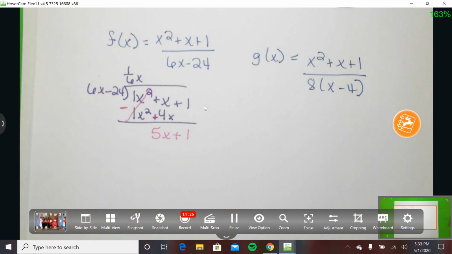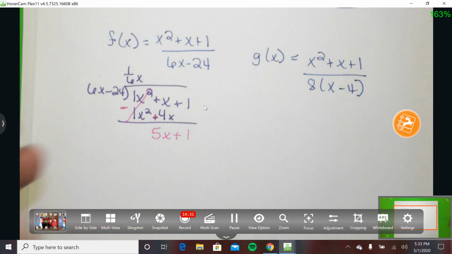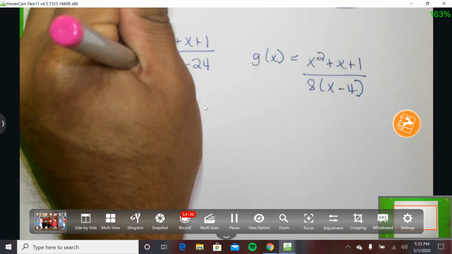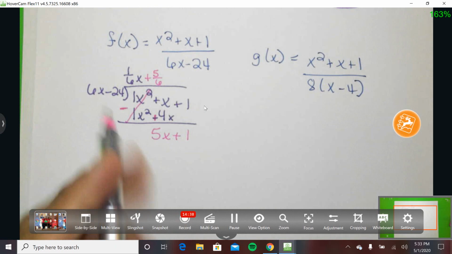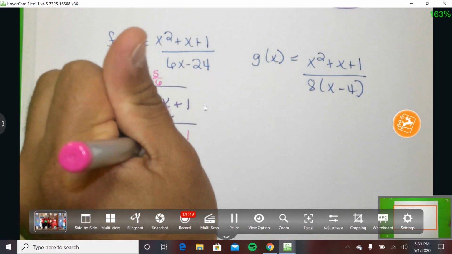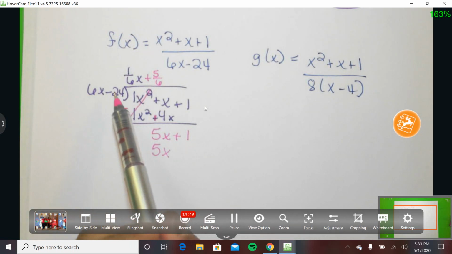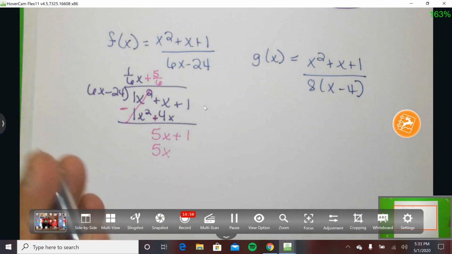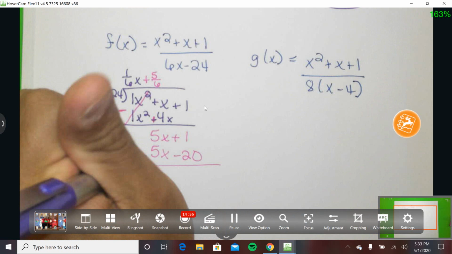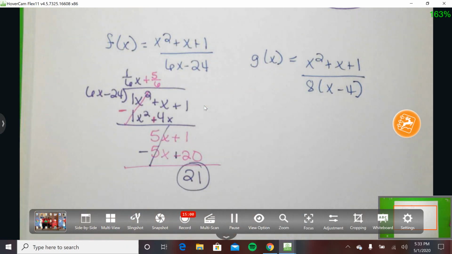And then again, you say what times 6x gives you 5x? Well, that happens with plus 5/6. 5/6 times 6x gives you 5x. And then 5/6 times negative 24 gives you a negative 20. Change your signs, minus, plus. So you have a remainder of 21 because this cancels out.